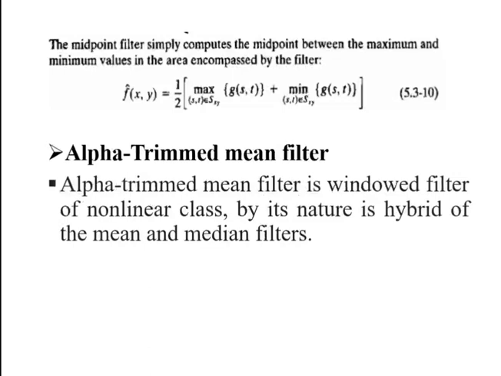f̂(x,y) = 1/(mn − d) times the summation over (s,t) in Sxy of g_r(s,t), where the value d can range from 0 to mn − 1. When d is 0, the alpha-trimmed filter reduces to the arithmetic mean filter. If we choose d equal to mn − 1, the filter becomes a median filter. For other values of d, the alpha-trimmed filter is useful in situations involving multiple types of noise, such as a combination of salt-and-pepper and Gaussian noise.